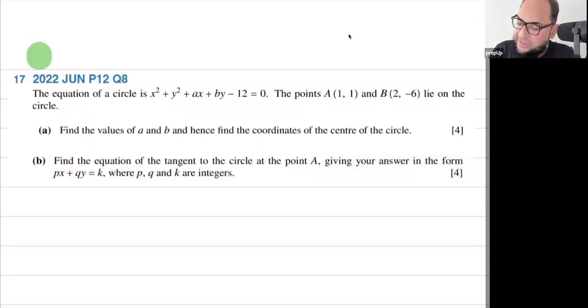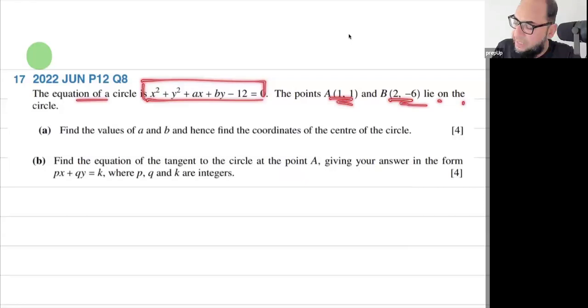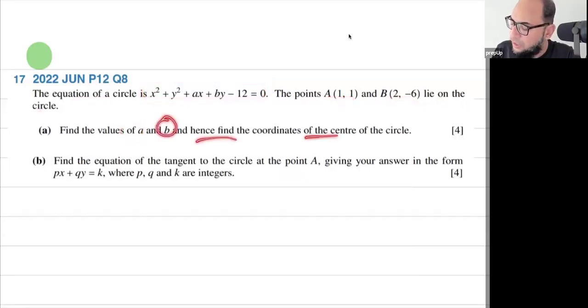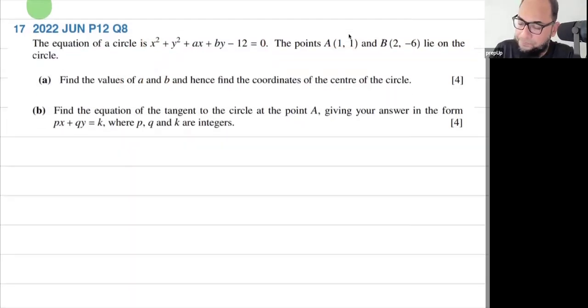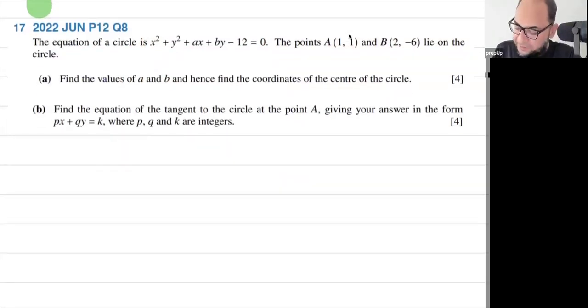Now in question 17, the question says the equation of a circle is this thing. The points A and B lie on the circle. Find the values of A and B and hence find the coordinates of the center of the circle. First thing first, that is simultaneous equations. So we have A, which is (1, 1). We have B, which is (2, negative 6).